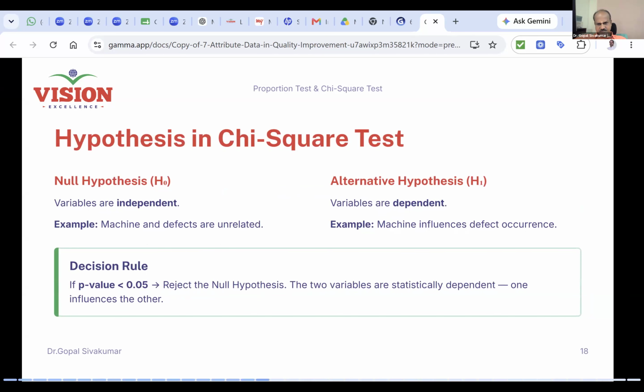What is the null hypothesis and alternate hypothesis in the case of a chi-square test? The null hypothesis is the variables are independent. What is variables are independent? The number of defects and machine has no relationship, no dependence. Or the customer complaint and the shift timing has no relationship, or independent, right? And so chi-square test is also called test of association. Now, alternate hypothesis: machine influences defect occurrence.